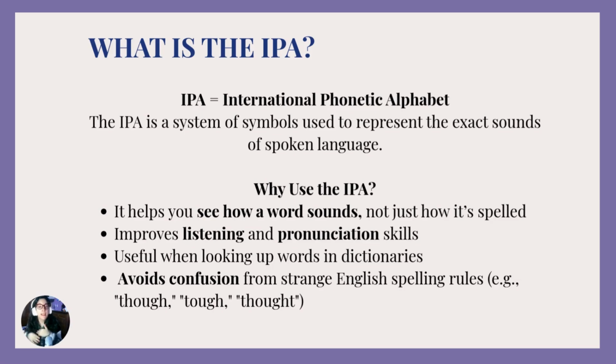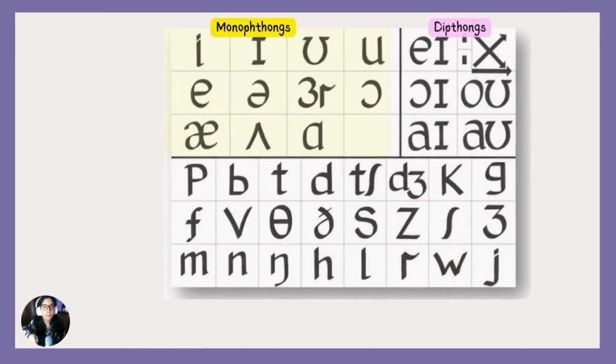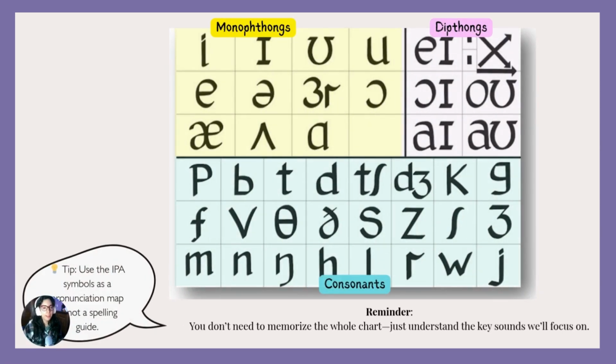For example, we have words which are very similar, but they're very different and they have different sounds. Is it the same if I say though, then tough, then thought? It's not the same. So here we have the IPA, which is a beautiful map.